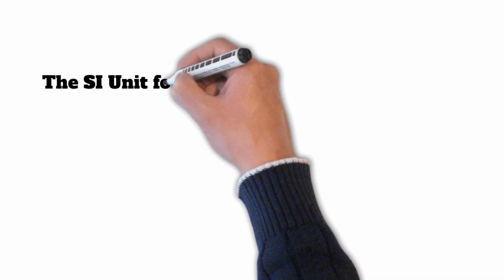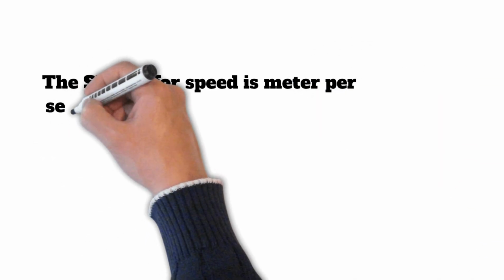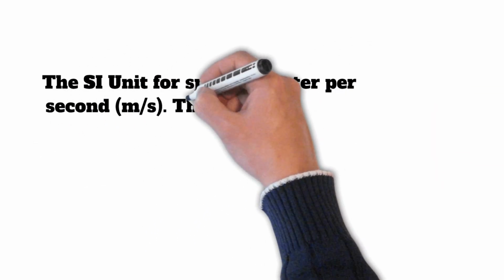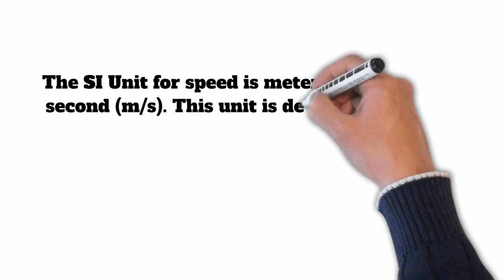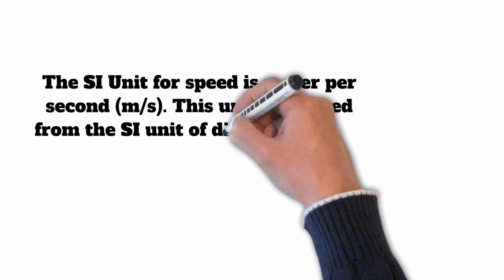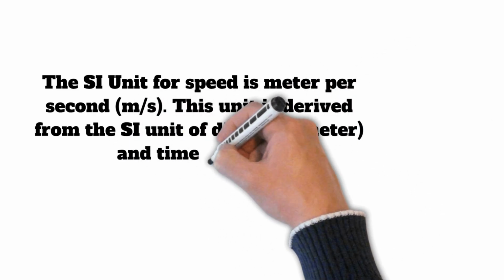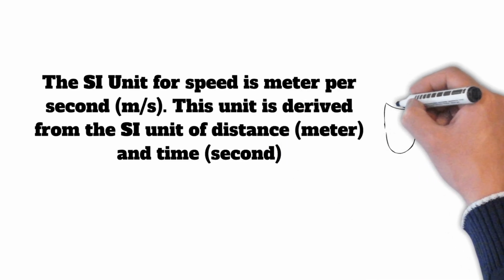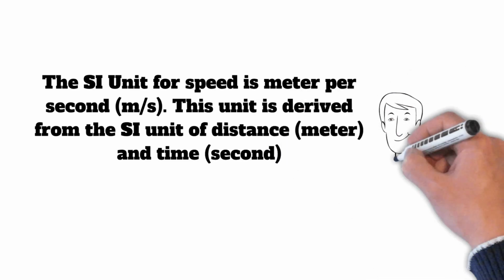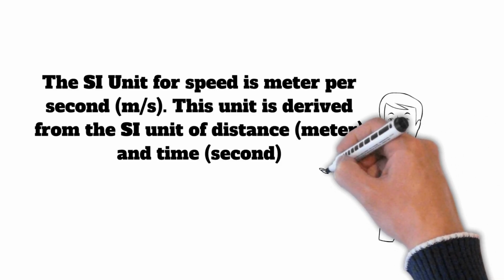The System International Unit of distance is meter, which is represented by small letter m, and the System International Unit of time is second, which is represented by small letter s. So, the System International Unit for speed is meter per second. There are other units of speed like kilometer per hour, mile per hour, kilometer per minute, and the like.